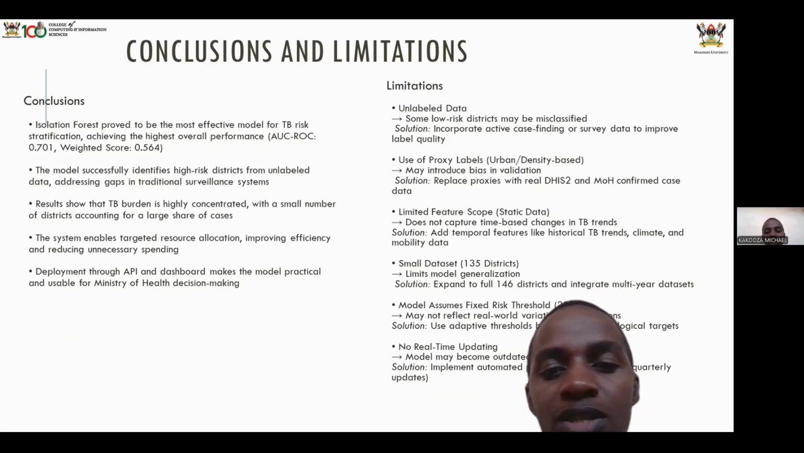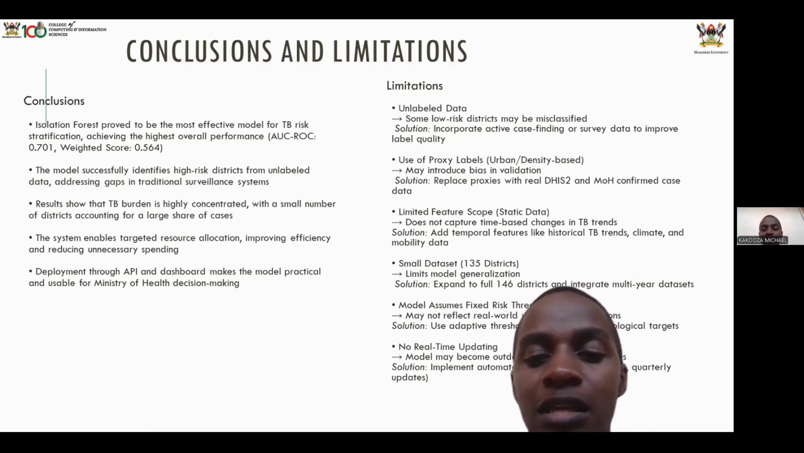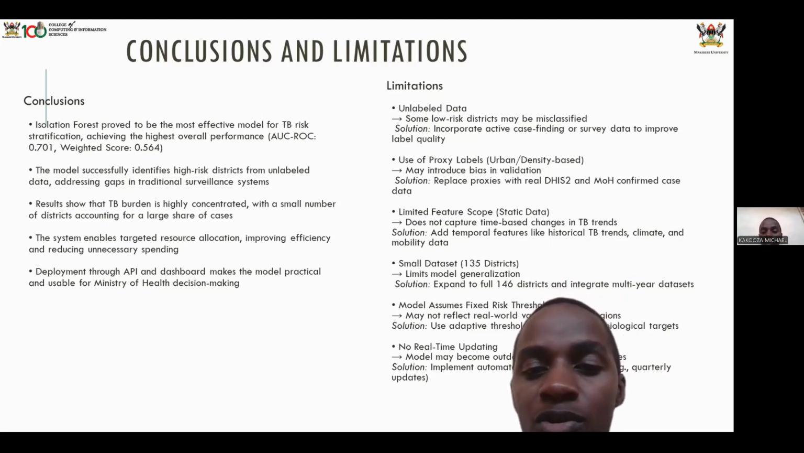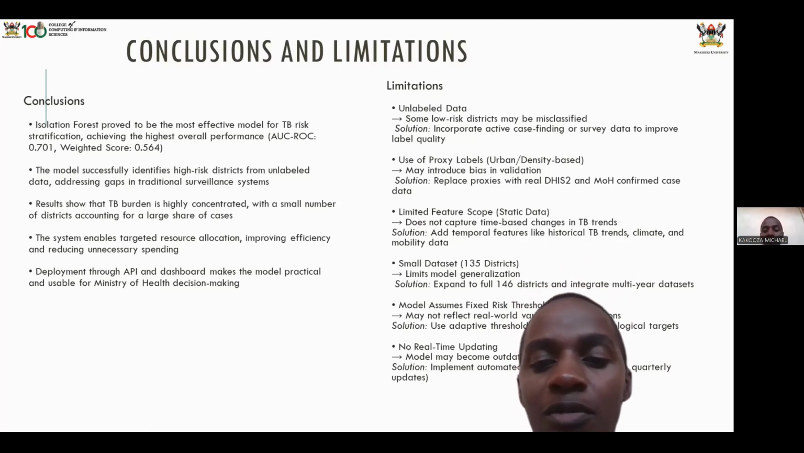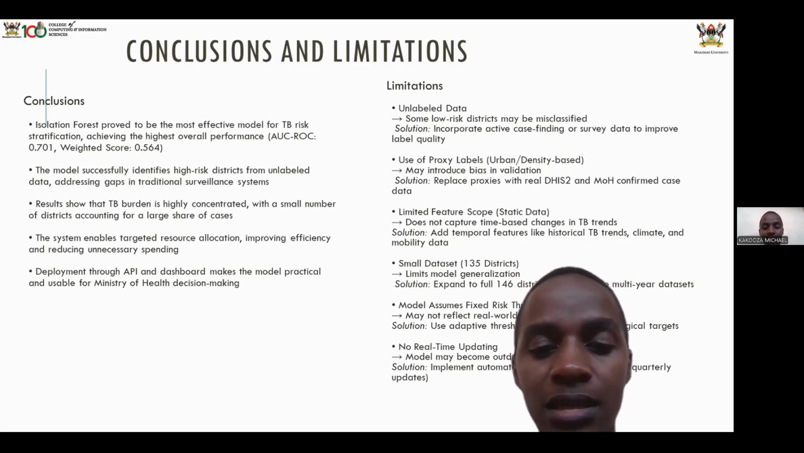So when you come to the limitations: unlabeled data, that is true, because some low-risk districts may be misclassified, even though we considered a few districts, 35 out of the 135. Use of proxy labels, abundance based, yes. Mostly we looked at the urban regions because the remote areas are a bit technical to find the data needed.